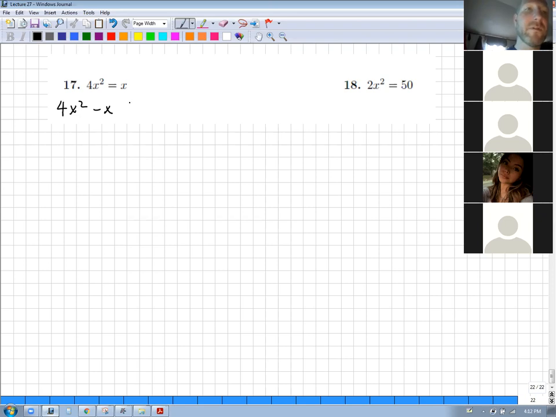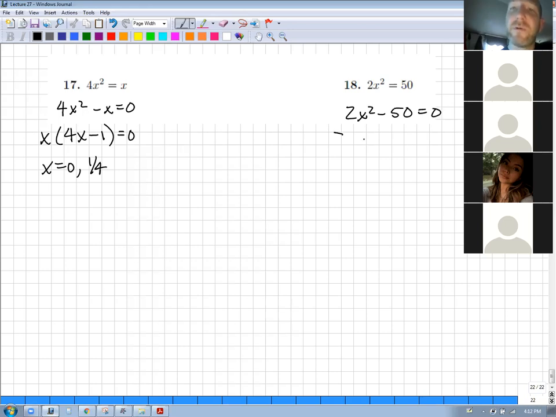All right, so for this one, move everything over. We see we can factor out an x, so this will be a 4x minus 1. So either x is 0 or 1/4. Put this guy in standard form. We can pull a 2 out. Now, this is the difference of two squares: x squared minus 25 will be x minus 5 times x plus 5. So either x is positive or negative 5. That's one way to do it.